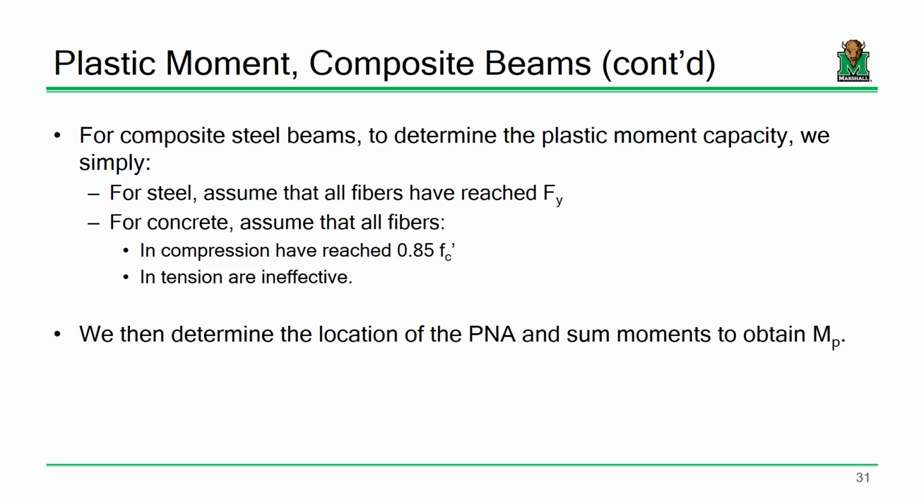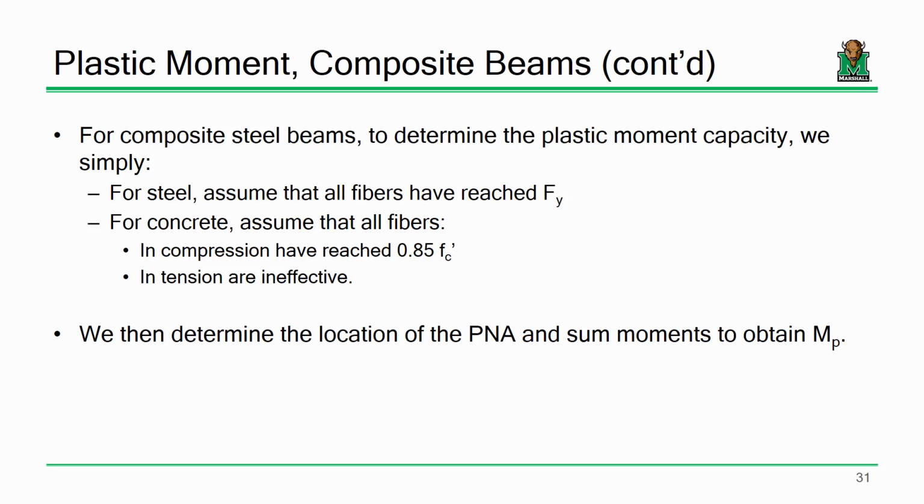So what do I mean by combining those ideas? Well, we assume that all the steel reaches Fy, and for the concrete, we assume it reaches 0.85 f'c, right? Then we just find that point where C equals T, and that's it.